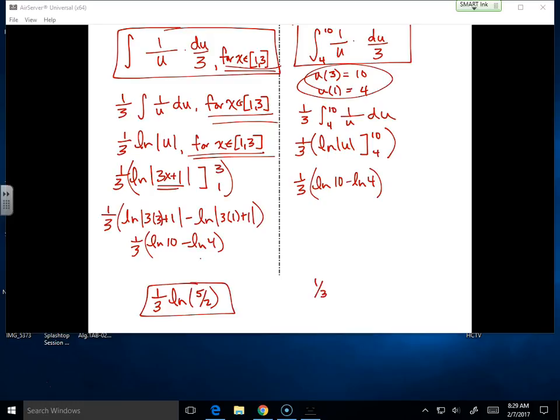Wait, what? Does anybody know how that just happened? Sorry, log rules. Log rules! Isn't one log minus another log the same thing as 10 divided by 4? That was an old sum and difference property of logarithms. Anyway, long story short, they should end up at the exact same place.